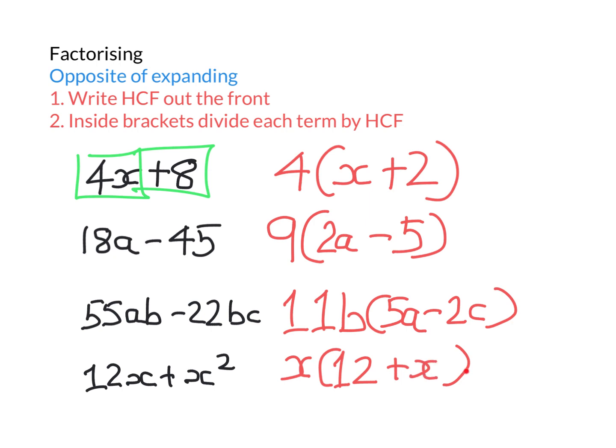So this is my final answer. If you expand this, you get this. So just note, when you're factorizing, the terms in the brackets should share no common factors, or you've done something wrong. So that's all for the mainstream part of the test.